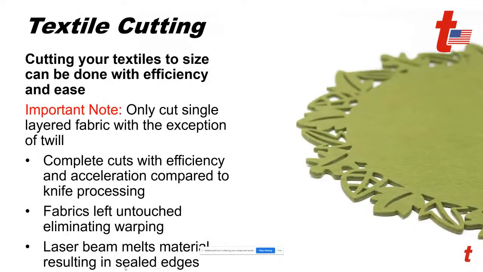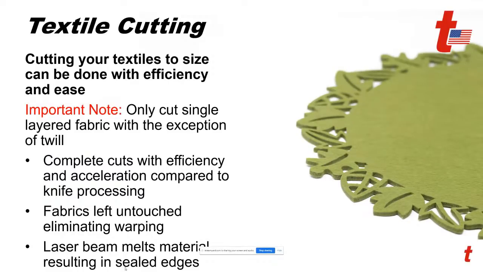Now, cutting your textiles to size can be done with efficiency and ease with the laser, but the one drawback with a laser system is you can only cut one single layer of fabric at a time, with the exception of twill. And the reason for this is when you try to cut stacks of fabric, that's where some of the mechanical means that can cut 40, 50, 100 layers at once have a clear advantage when they're doing large clothing.